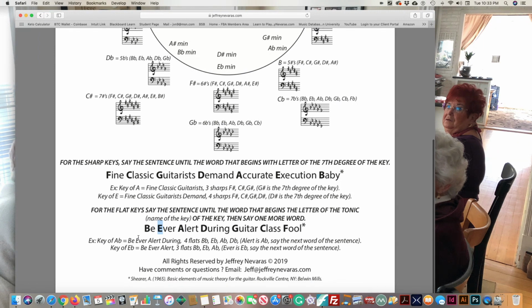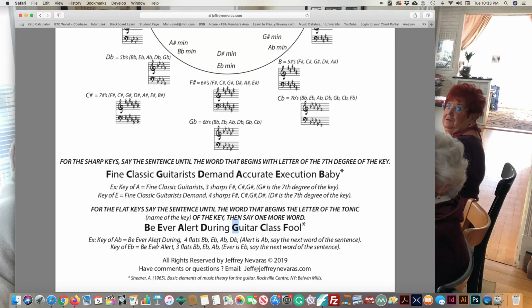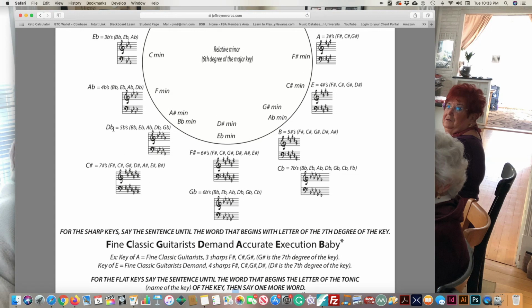Let's say we're in the key of D flat. So we have Be Ever Alert During. We just said the word that begins with the letter of the key. We've got to say one more word, G. So in the key of D flat, we have B flat, E flat, A flat, D flat, and G flat. 5 flats in the key of D flat, and here they are.